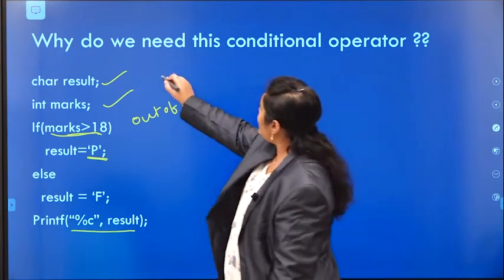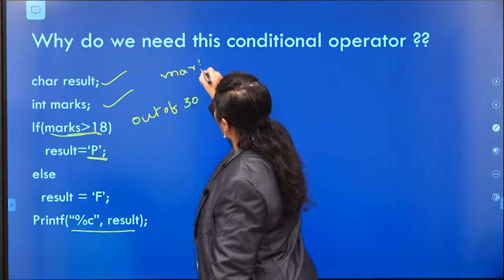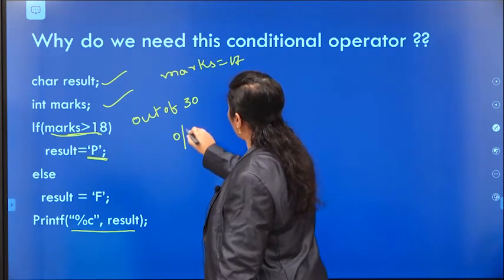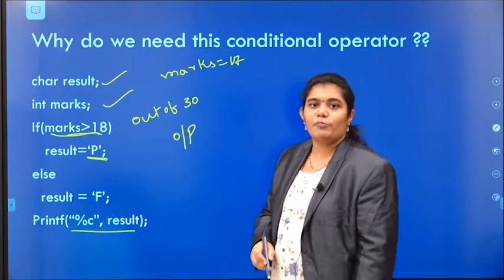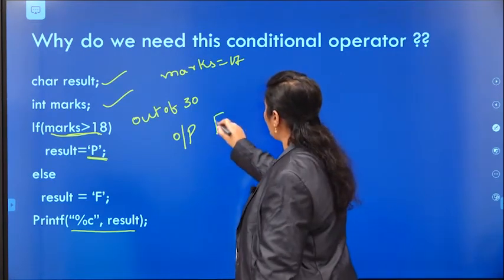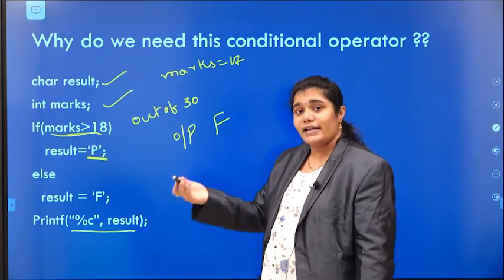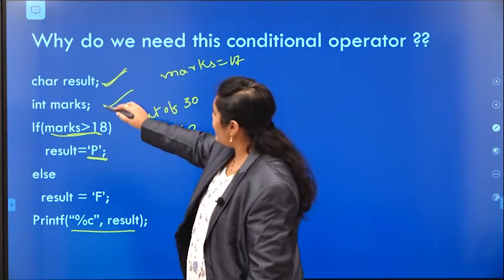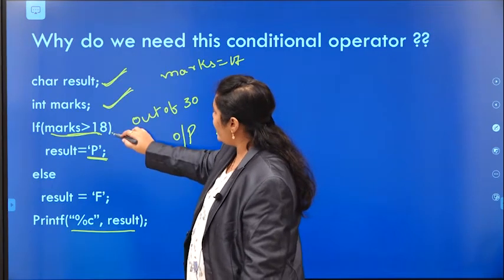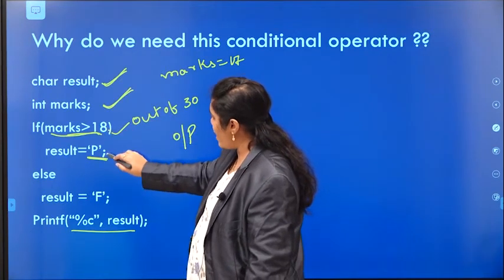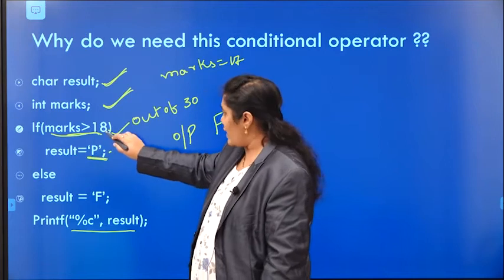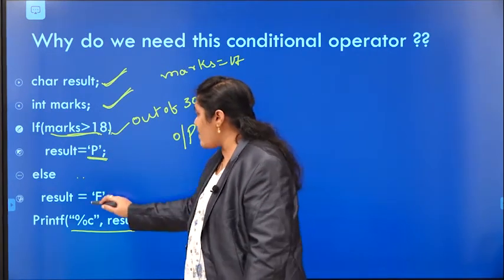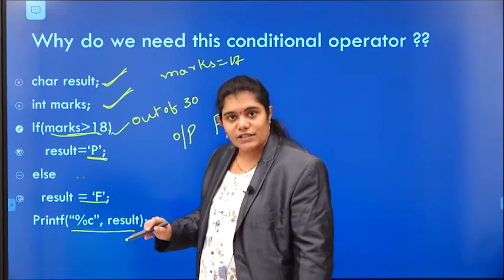Okay. If I enter my marks equals to 17, what is the output I will get? Simply fail. How can I get it? I need to compile this instruction, the next instruction, the next one. If the condition is true, I will enter into this location. If the condition is not true, I go to this else part, and in this else part I am doing result equals to F.